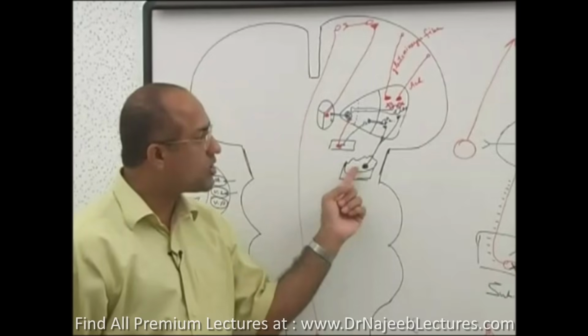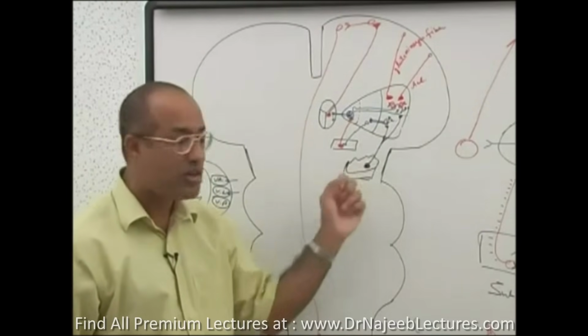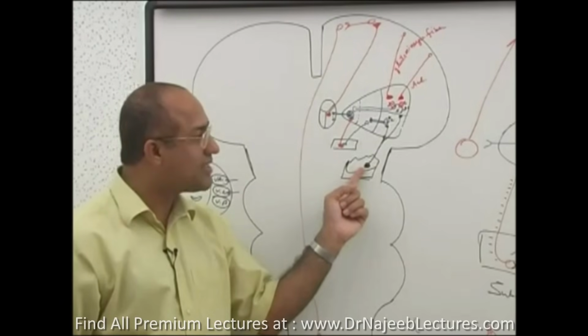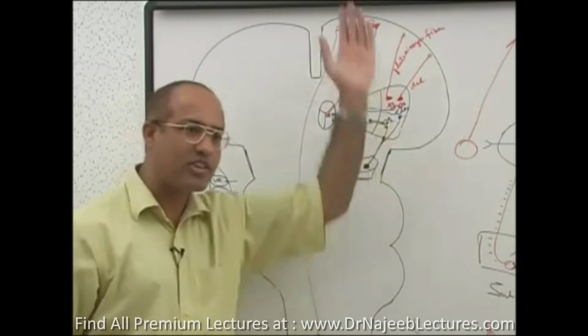When these neurons degenerate, again I'm showing here only one neuron, but there are millions and millions of neurons. As these neurons start degenerating, is dopaminergic activity in the basal ganglia increased or decreased?